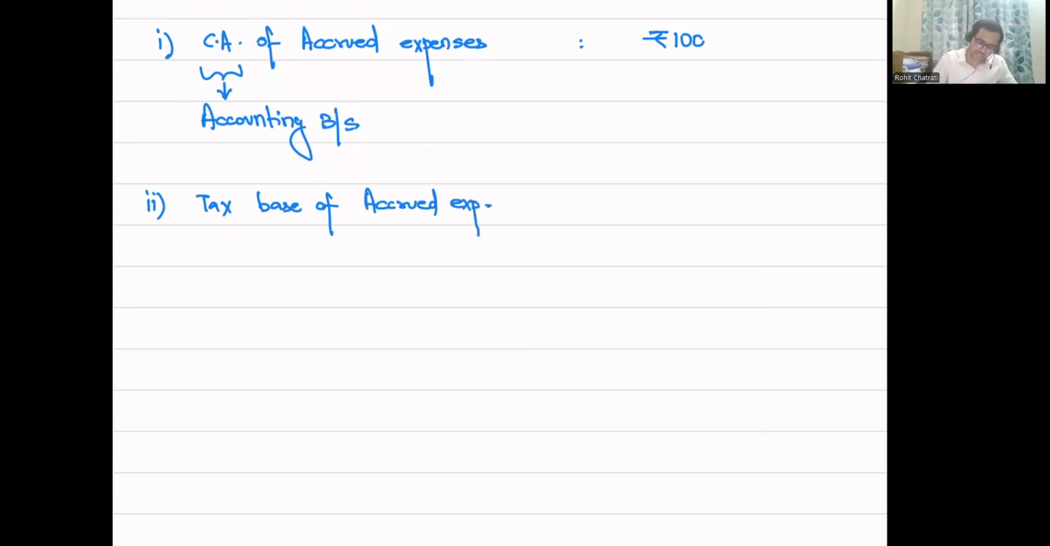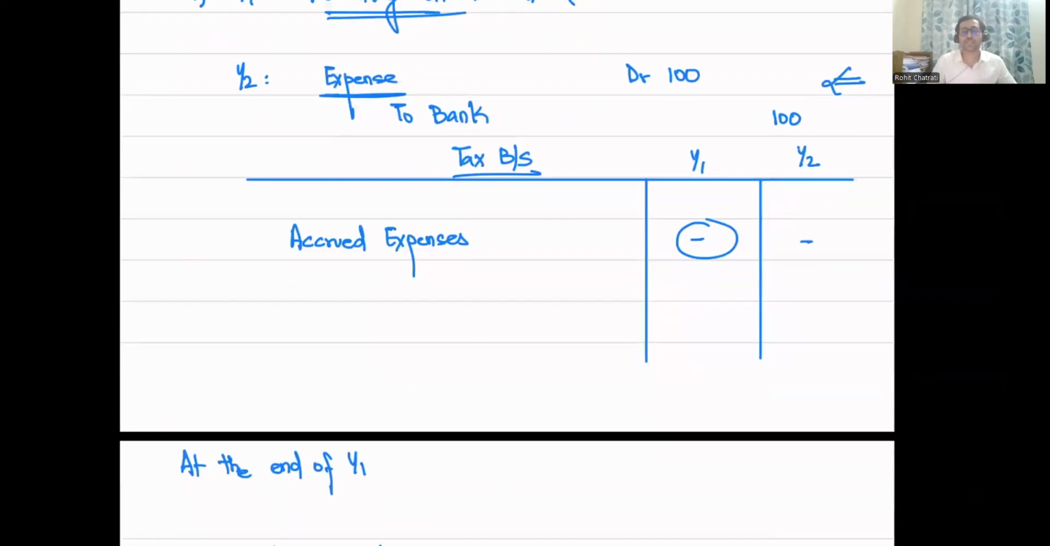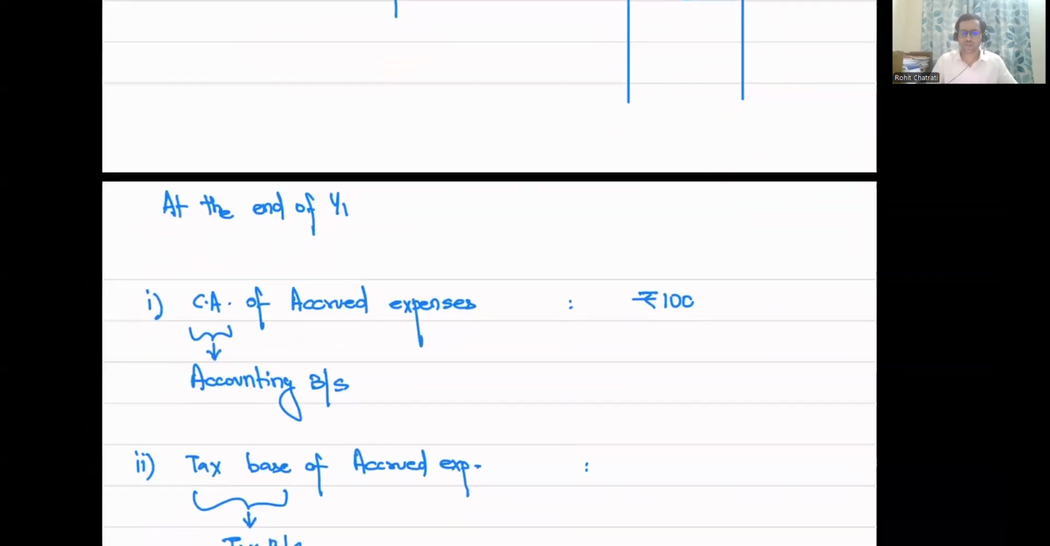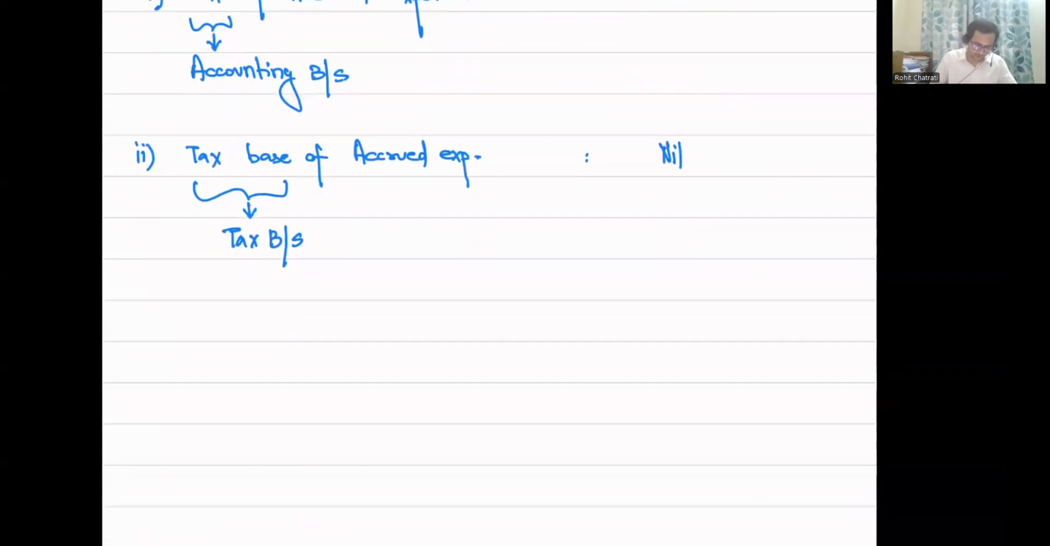When we have to plot the tax base of accrued expenses, we actually have to look at the tax balance sheet. The tax base of accrued expenses at the end of year one is equal to zero. Accrued expenses did not have any value on my tax balance sheet at the end of year one. It had a value only in the accounting balance sheet. It did not have any value on the tax balance sheet. So therefore, this is going to be equal to zero.